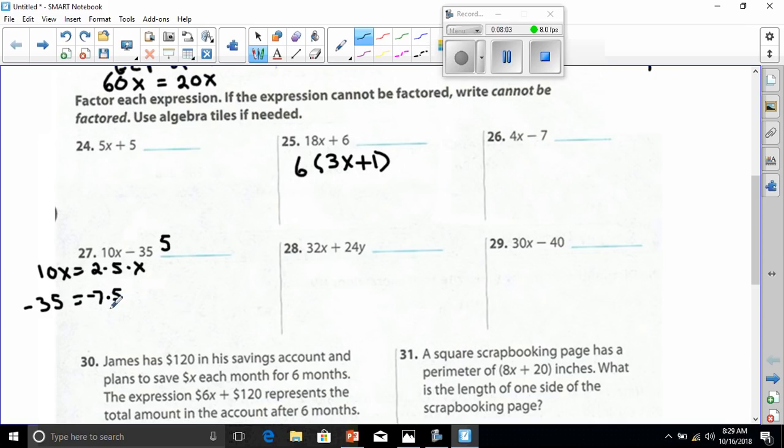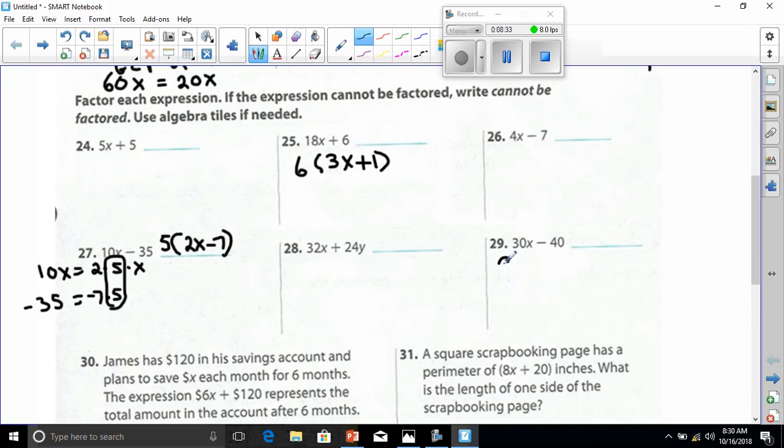So what's in common here? My 5's, right? And that's what we set up here, 5. There is no x. So what times 5 will give me 10x? 2x. And what times 5 will give me negative 35? Look over here how the answers are all given to us. 2x, right? And then what gives us negative 35? Negative 7. That's it. We'll do number 29 again next.